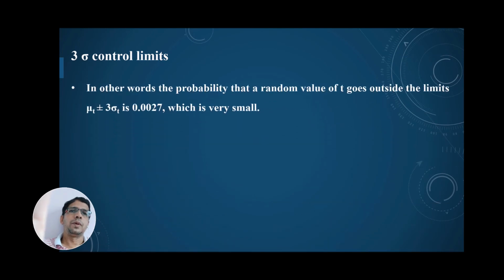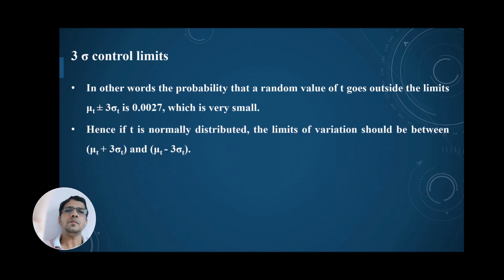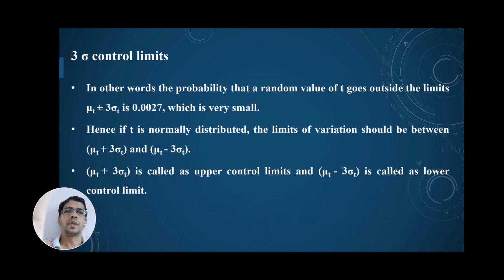In other words, the probability that a random value of T goes outside the limits of mu T plus or minus 3 sigma T is 0.0027, which is very small. So T going out of the limit is very unlikely. Hence, if T is normally distributed, the limits of variation should be between mu T plus 3 sigma T and mu T minus 3 sigma T. That's why the 3 sigma control limits. The mu T plus 3 sigma T is called the upper control limit, whereas mu T minus 3 sigma T is called the lower control limit.